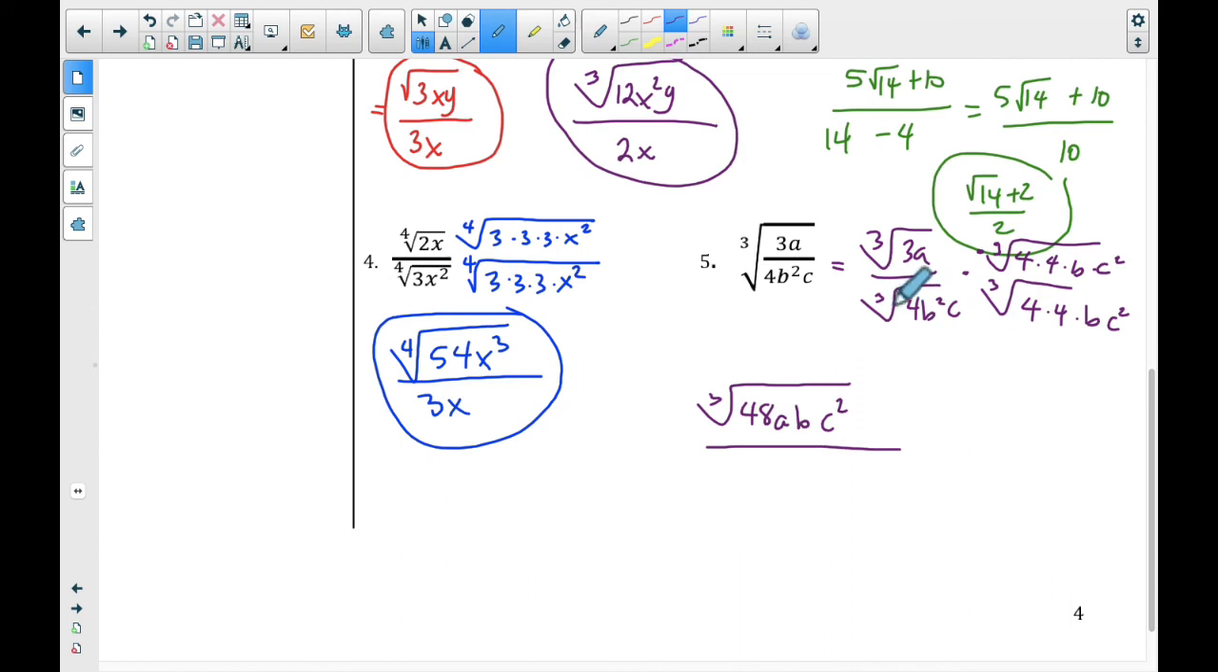In the denominator, I have the 3rd root, and I have 3 4s, so I just have a 4. I have b to the third, but it's a third root. And I have c to the third, and it's a third root. So there's my final answer. It has been rationalized. It no longer has a radical in the denominator.